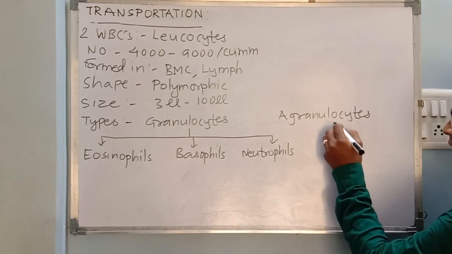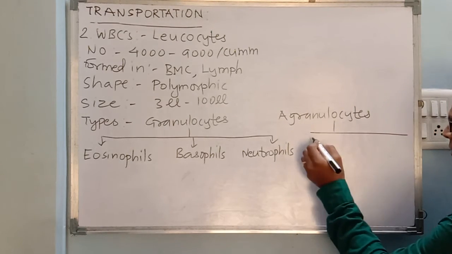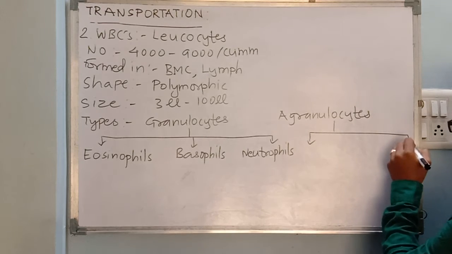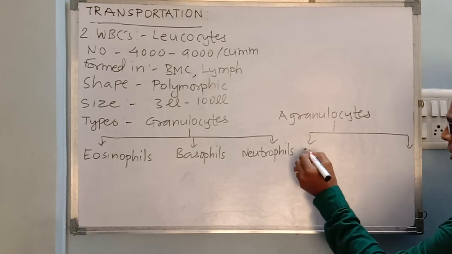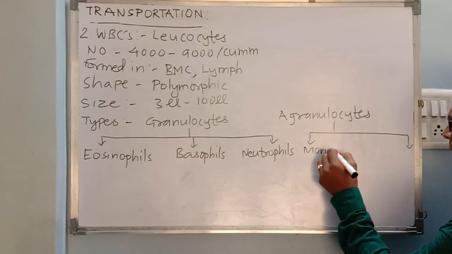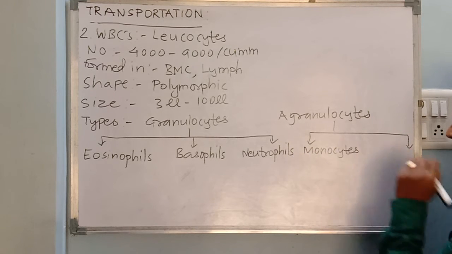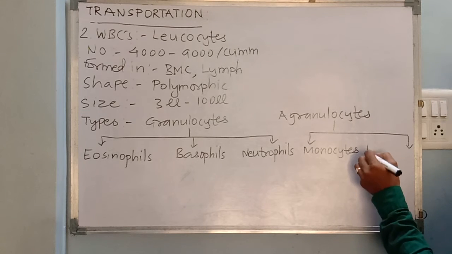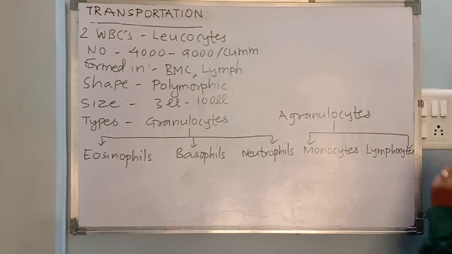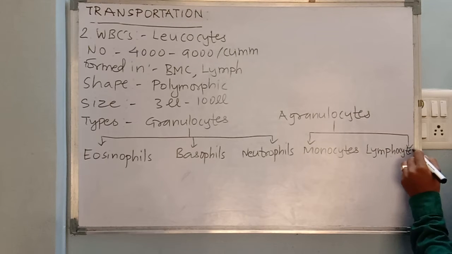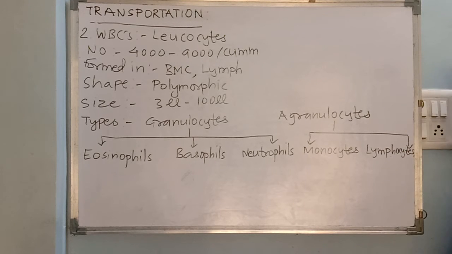When you talk about agranulocytes, they are comparatively fewer than granulocytes, and there are 2 main types of agranulocytes: monocytes and lymphocytes. So these are the 2 types, monocytes and lymphocytes.